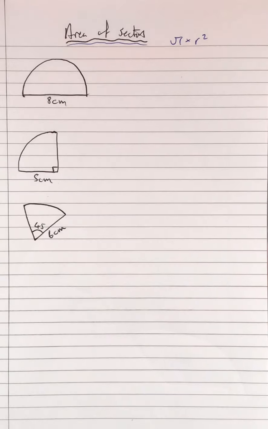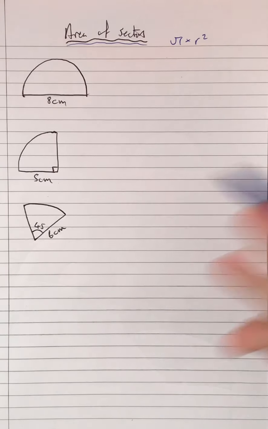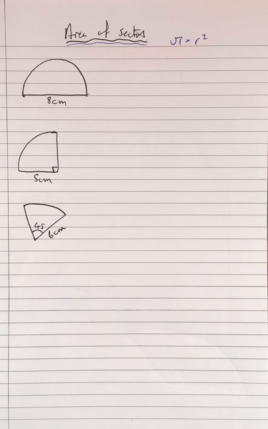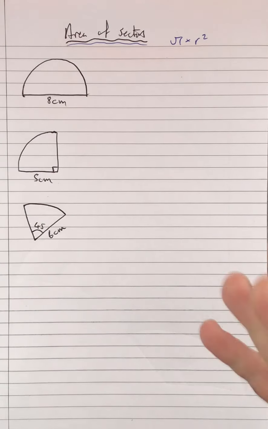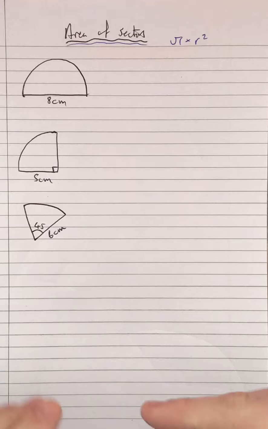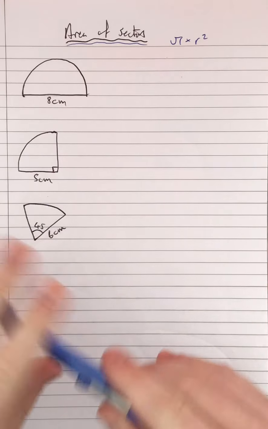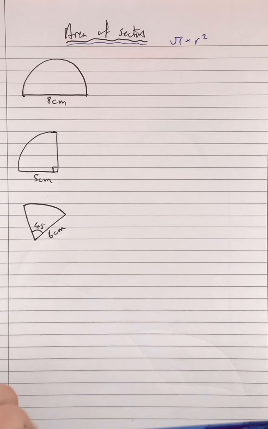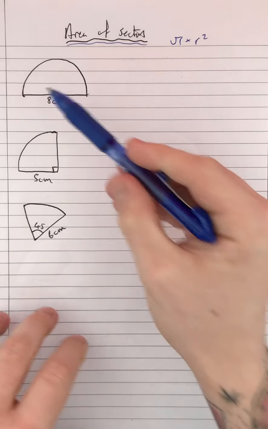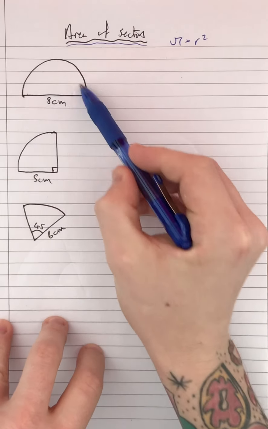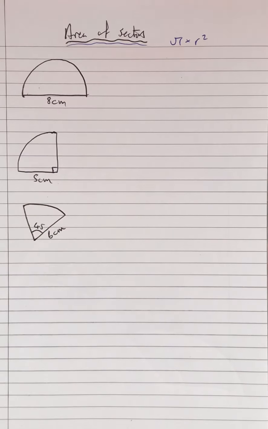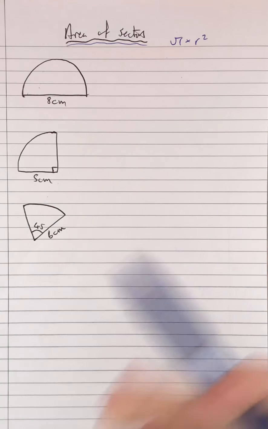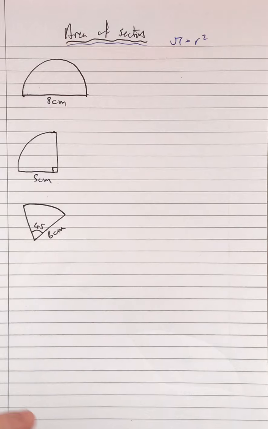Okay, now if you were fine with working out the perimeter of sectors in the previous lesson, then this is actually much easier because there's no need to remember to add on the radius or anything like that, because the area is simply the space inside. It is simply just a fraction of the area of the whole circle.